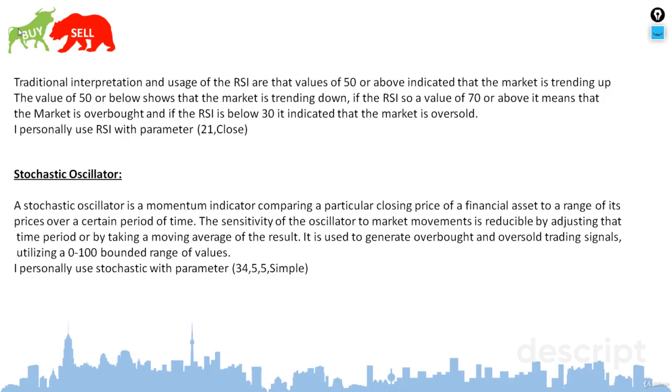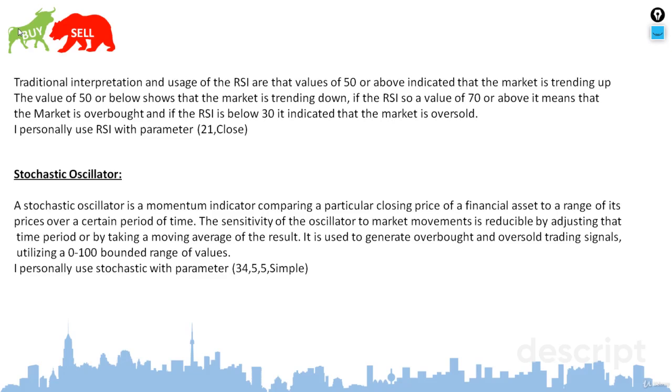A value of 50 or below shows that the market is trending down. If the RSI value is 70 or above, it means that the market is overbought, and if the RSI is below 30, it indicates that the market is oversold. I personally use RSI with parameter 21 period close.